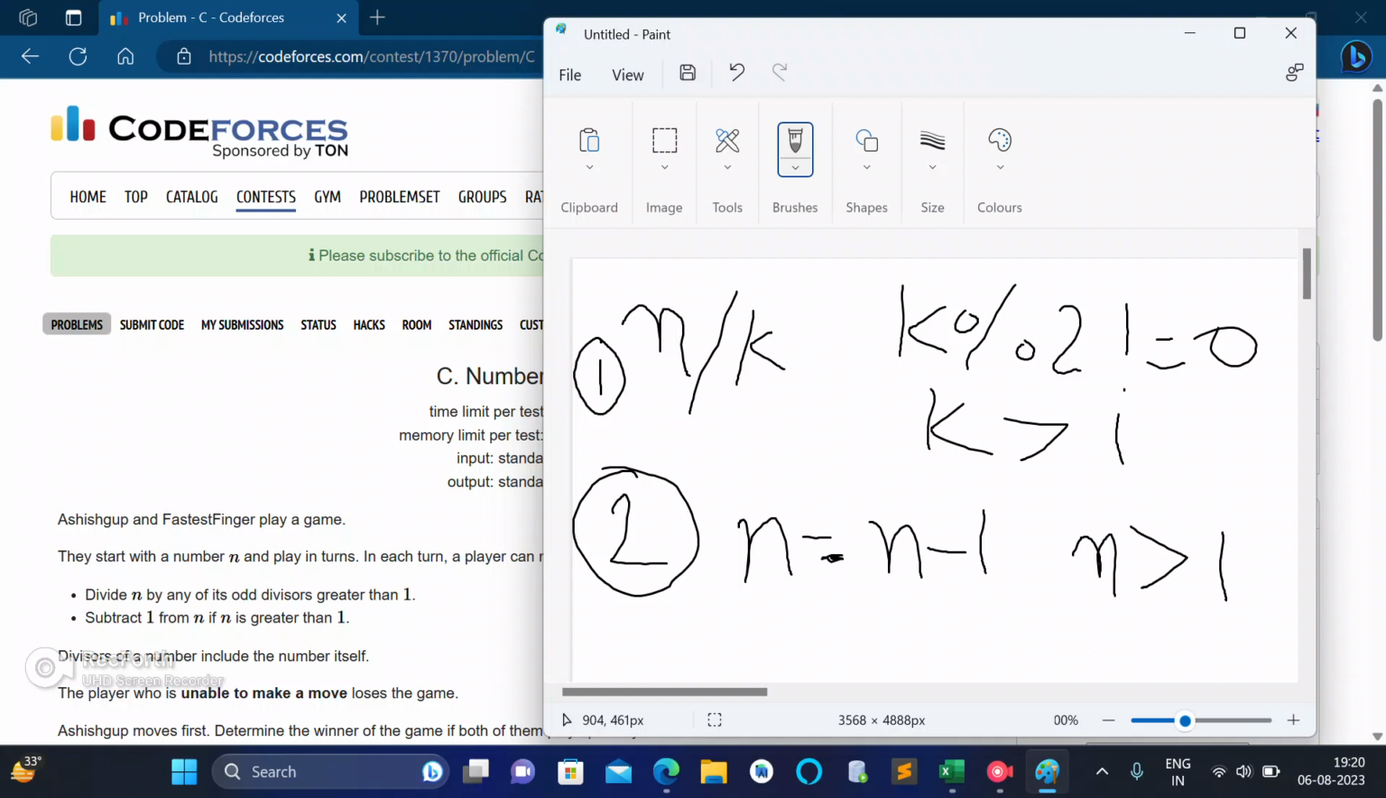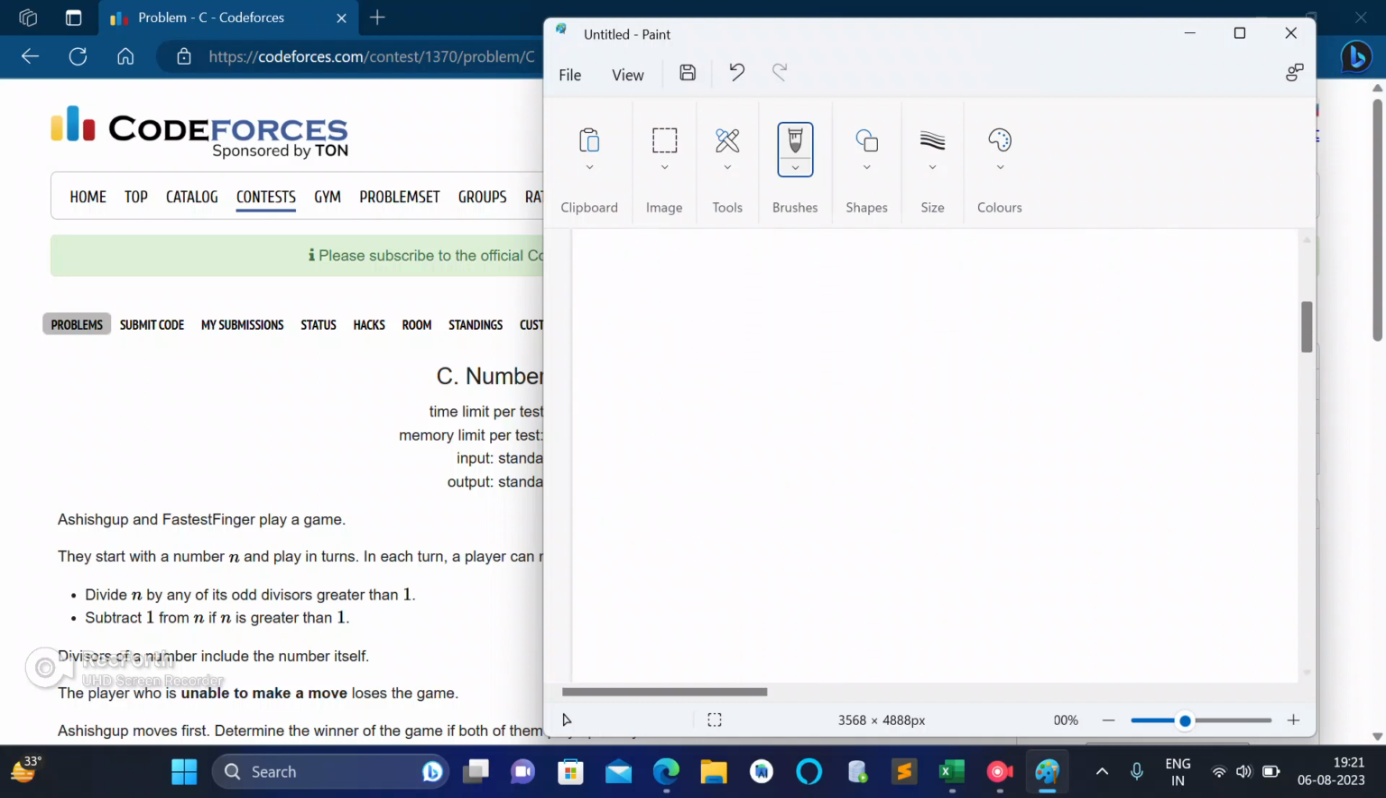The person who won't be able to make a move loses the game. That is, suppose Ashishgup makes the value 1. Then we can easily see that FastestFinger won't be able to apply either the first operation or the second operation. So in that case Ashishgup will win, and vice versa. So let's understand this with the help of some examples.